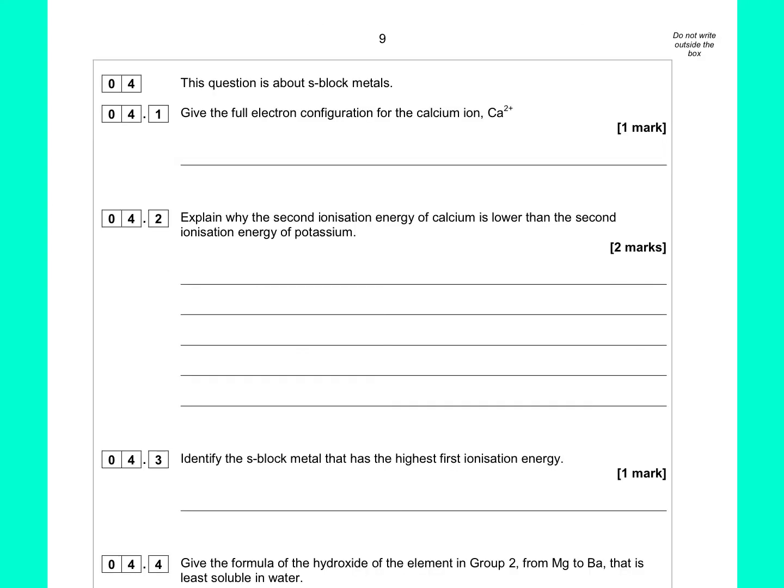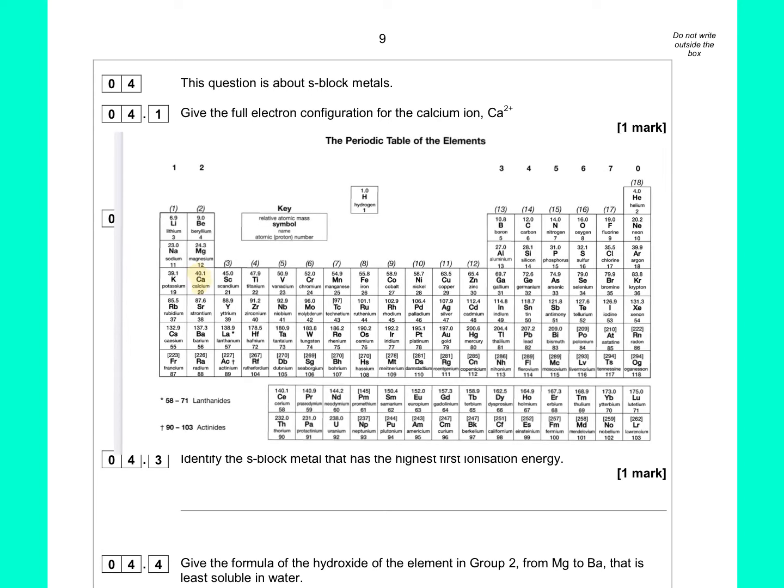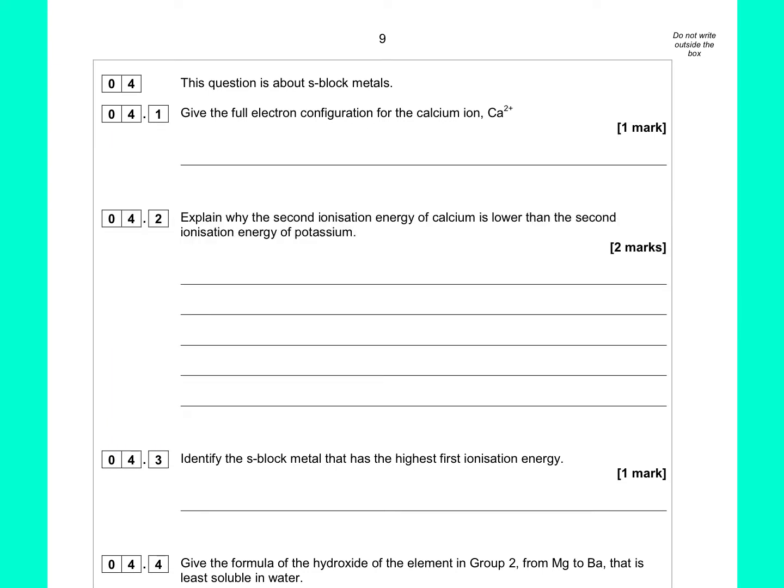So here we're asked for the full electron configuration of the calcium ion. So if we have a quick look at the periodic table, we see calcium, group 2, it's got 20 electrons in total, so it's going to be 1s2, 2s2, 2p6, 3s2, 3p6, and then it's 2 plus, so it would be 4s2 if it was just calcium, but because it's 2 plus, it would just be 3p6.